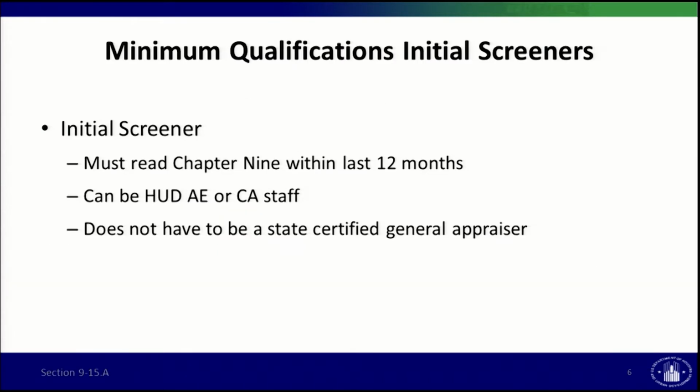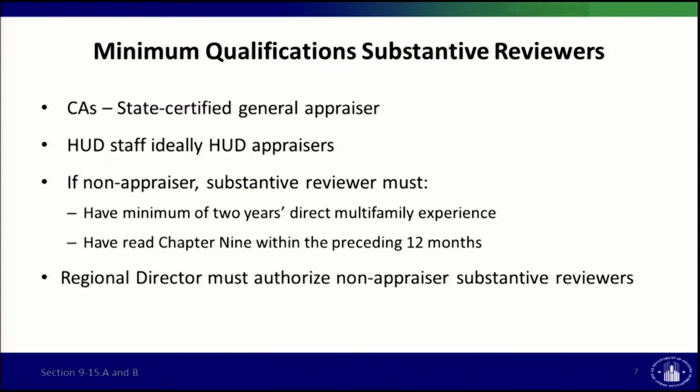Let's take a moment to look at the qualifications if you're an initial screener. What qualifications do you need if you are that person? If you've been designated to be an initial screener, you must have read Chapter 9 within the last 12 months. Now, you can be a HUD account executive or contract administrator staff, but you do not have to be a state certified general appraiser.